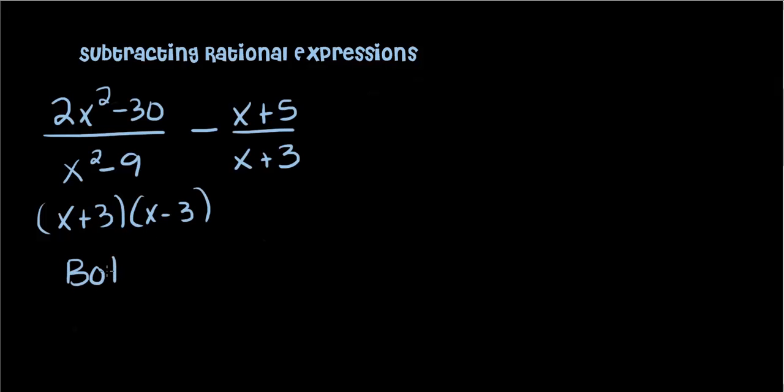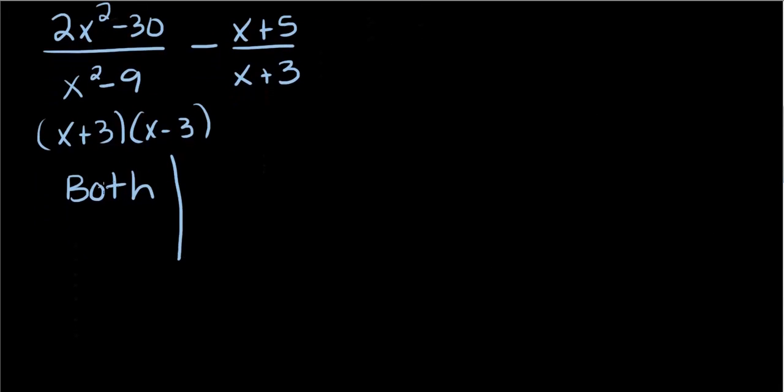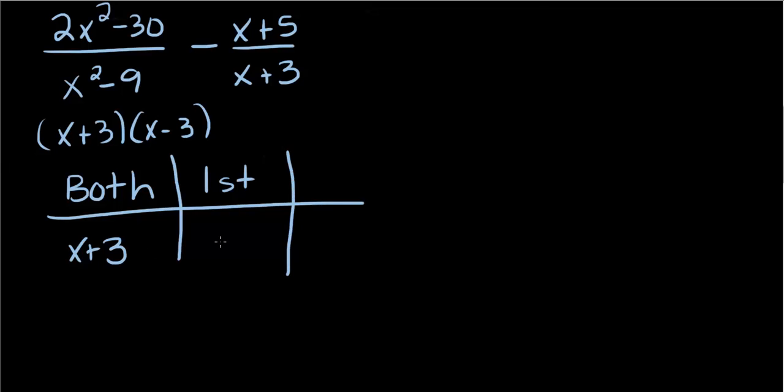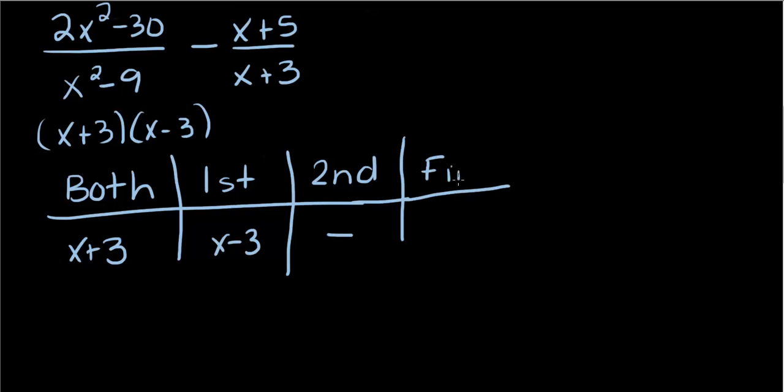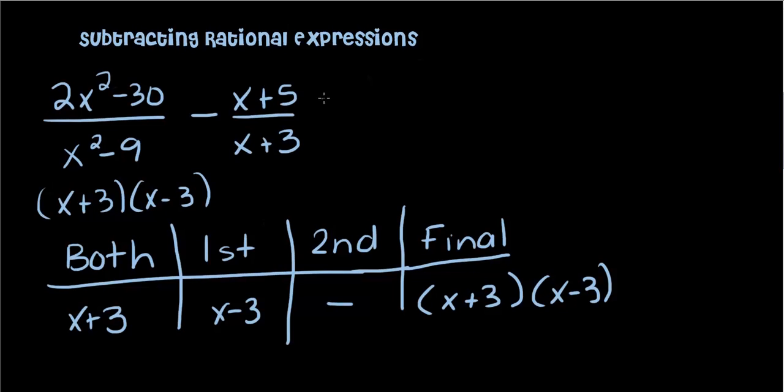So let's take a look at this so we can determine what the common denominator is. I know that both of the terms have an x plus 3. I also know that the first term on top of the x plus 3 also has an x minus 3. And for the second term, I only have the x plus 3, so I don't have anything extra. So what does that mean? Well, it means that the common denominator is going to be x plus 3 times x minus 3.